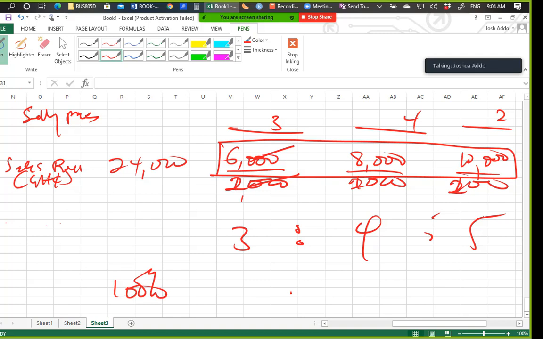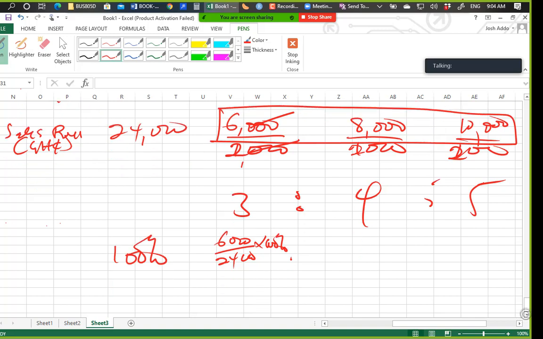Then the percentage of the total for this one is 6,000 divided by 24,000 times 100%. And that would have given you what? 6,000 over 24,000 times 100%. Give me the figures quick, please. 0.25. 25%. Good. So it's the same as 0.25 in fraction, but we want percentage.